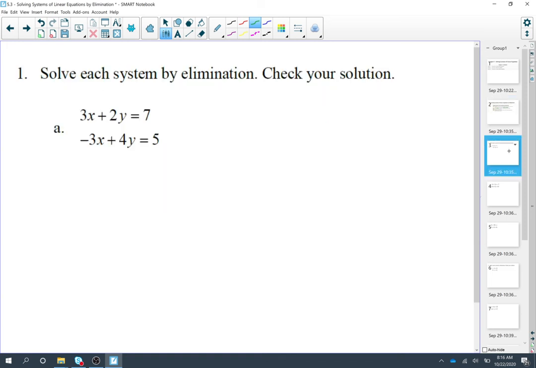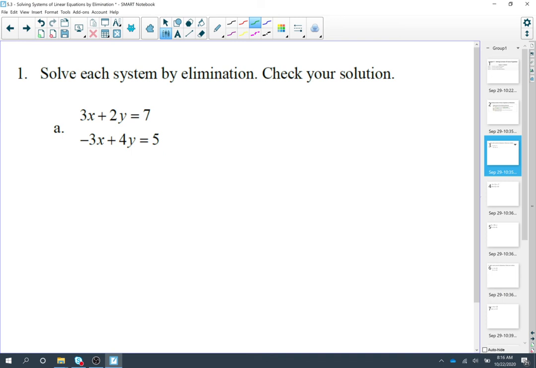Example 1. Solve each system by elimination. Check your solution. Letter A, this is our system. Now, if you take a look at your initial setup, notice that you stack the equations, and then notice that the x is above the x, the y is above the y, the equal is above the equal, and the constant is above the constant.